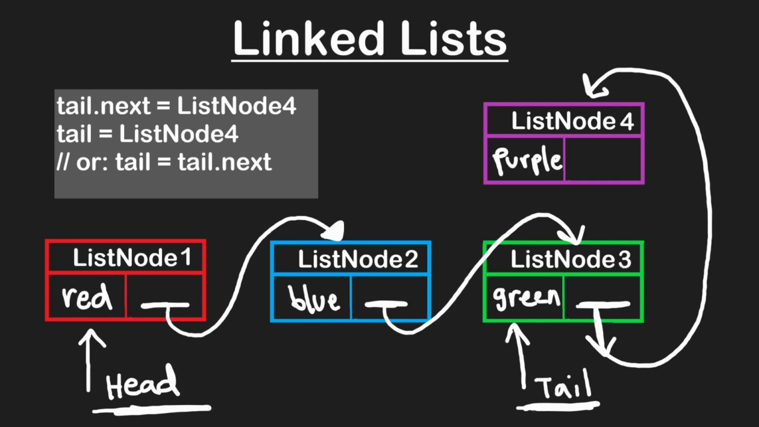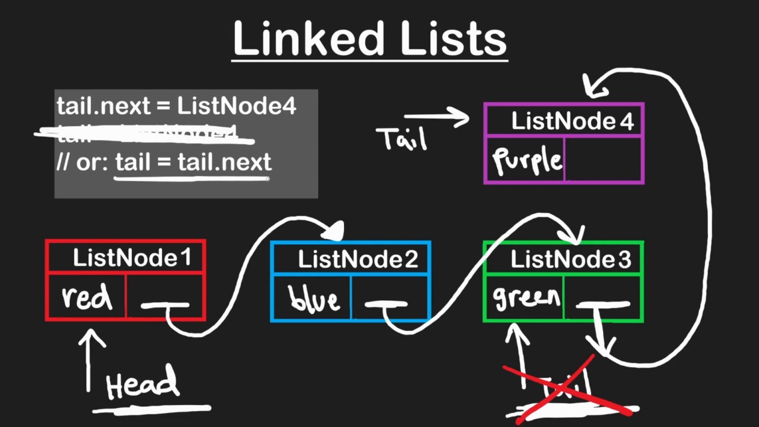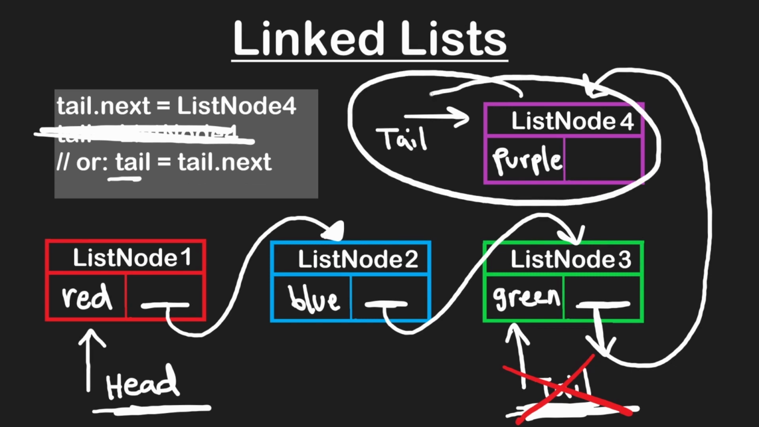But the problem here is that our tail is still pointing at the third node. We want to update our tail pointer now to actually be pointing at this one. And in terms of code, that's also pretty easy. We can set tail equal to list node 4. We could also have set tail equal to tail.next, because remember, tail is still pointing at the third node, and we know tail.next now is set to list node 4. So by setting tail equal to tail.next, we're automatically setting it to this node.